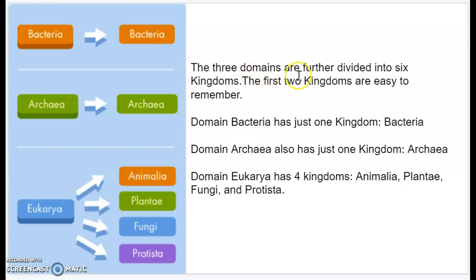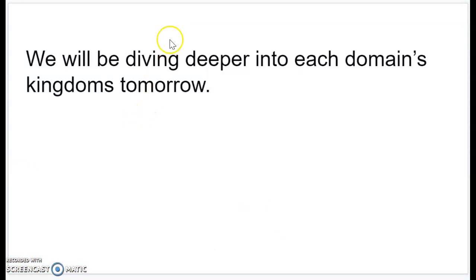The 3 domains are further divided into 6 kingdoms. The first 2 kingdoms are easy to remember because it's basically the same name. Domain bacteria has kingdom bacteria. The domain archaea has kingdom archaea. And the domain eukarya has 4 kingdoms: Animalia, Plantae, Fungi, and Protista. Now we will be diving deeper into each domain's kingdoms tomorrow.